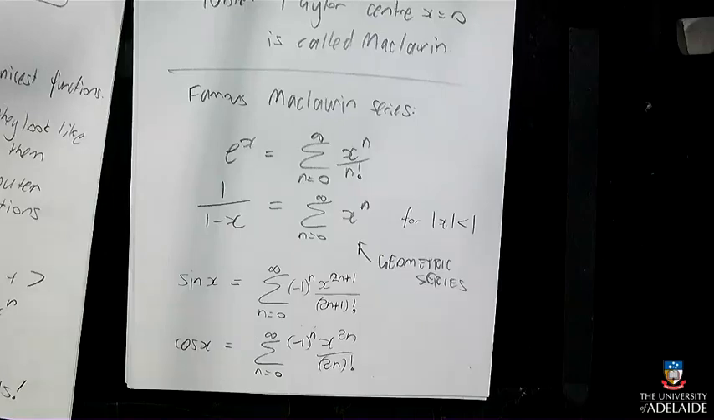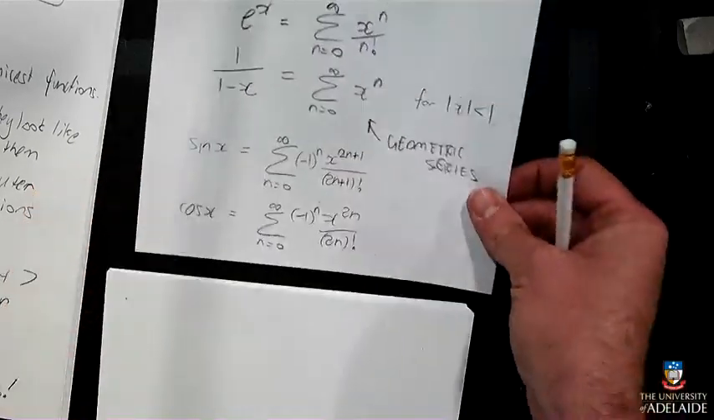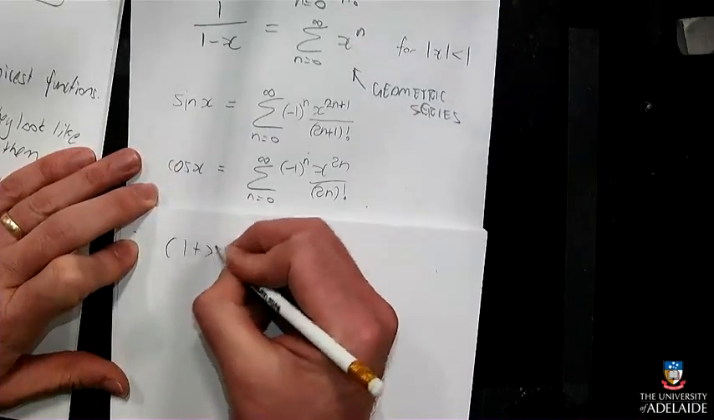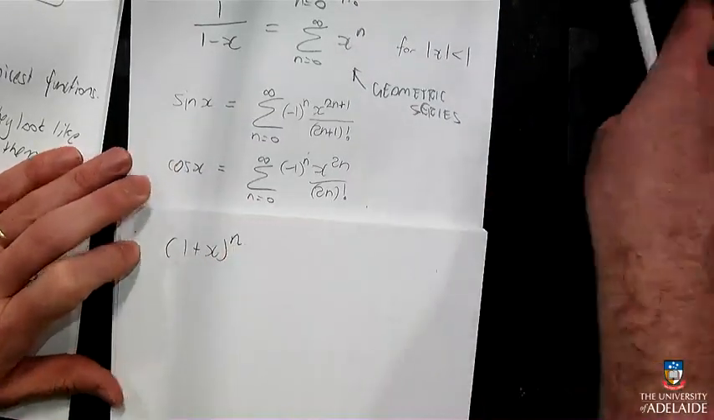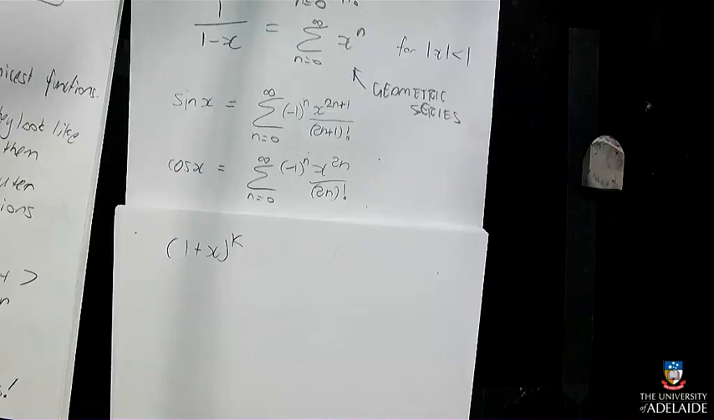So they're the most famous ones. There are others. Oh no, there's one more. I don't want to use n. Your lecturer probably used k. Yes, they did. Look at that. Okay.